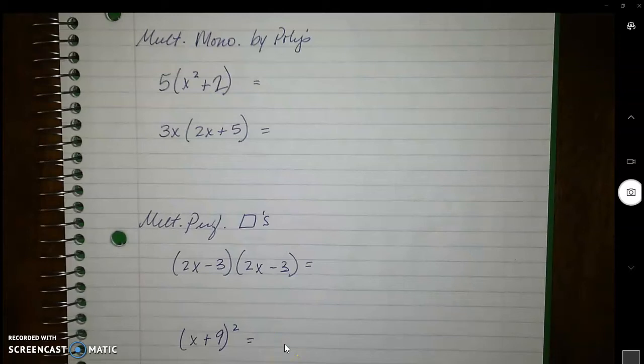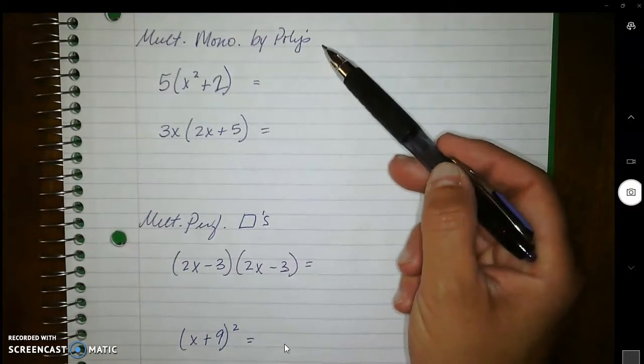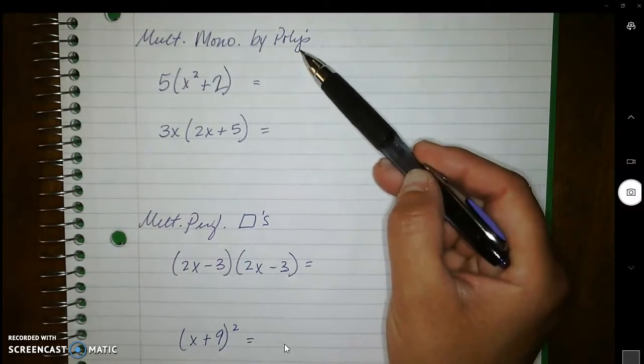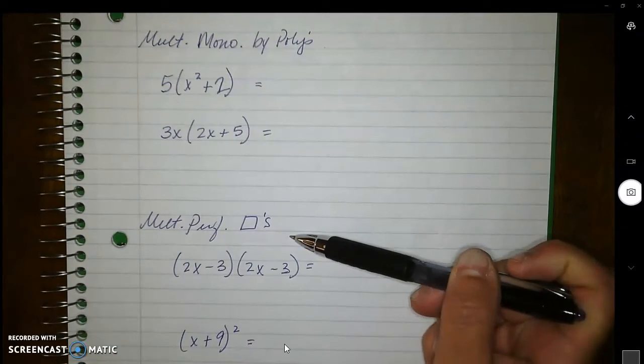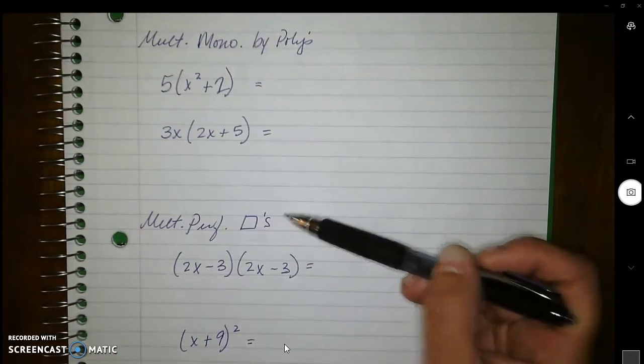All right, hey, so listen, you have two Khan Academy assignments that you need to do, right? There's one that says multiplying monomials by polynomials. Sorry for my abbreviating, but I totally missed it, and so I was just trying to do it quickly. And then there's another one that said multiplying perfect squares, okay?